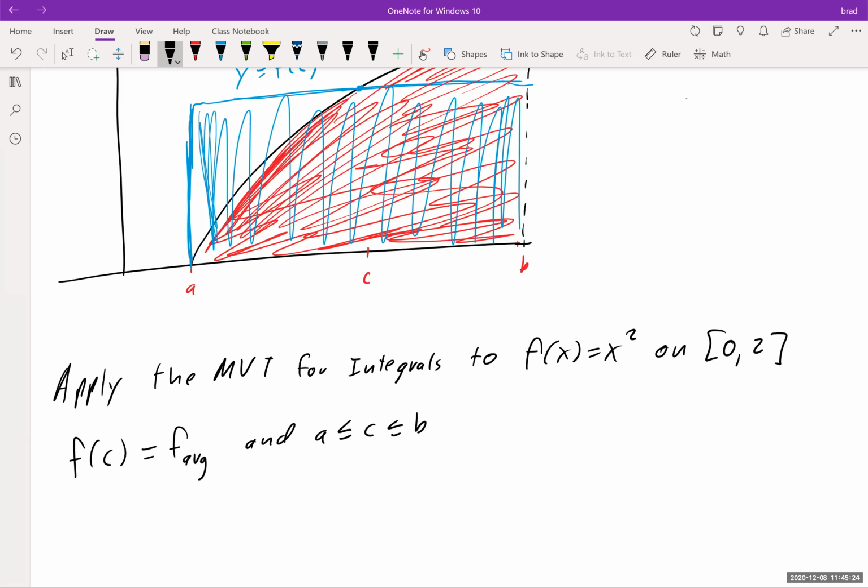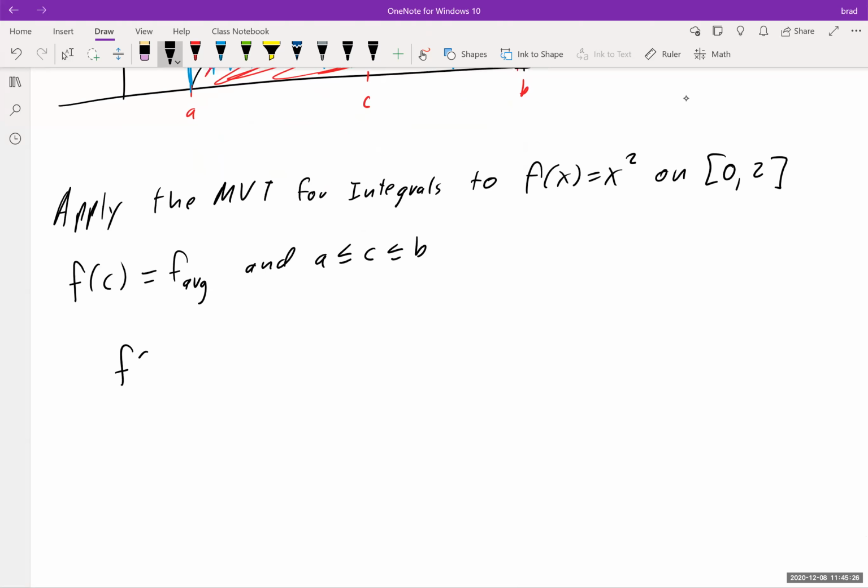Okay, so I'm just going to start off with this. I'm just going to say f of c equals f average, right? Because that's what the MVT tells us. Now, number one, we know this is continuous because it is x squared. So f of x is continuous since it's a polynomial, right? So we're good on that. So check, okay?